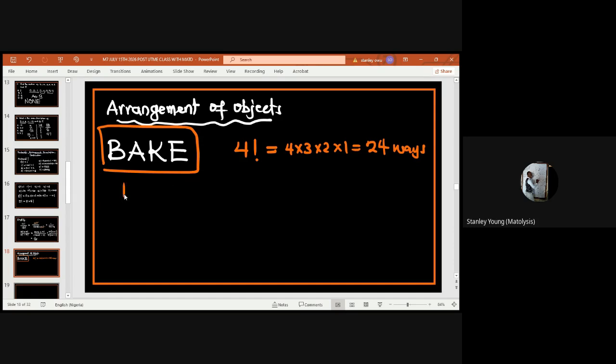Similarly, if I give you something like toy, and I ask how many ways can you arrange the letters in the word toy, you have 3 factorial number of ways of doing it, which equals 3 times 2 times 1. That's 6 ways.